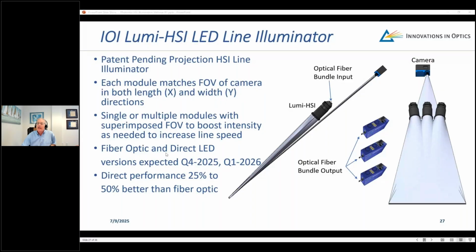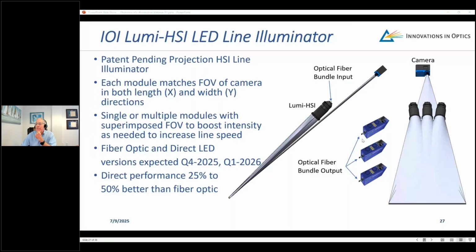We're expecting that the fiber optic version would be out later this year, towards the end of the year, and early next year for the direct view system. The difference between the fiber optic and direct LED illumination is about 25 to 50%, and that's owing to the fact that the interstitial spaces between the optical fibers, which are on the order of 50 microns, represents a loss in intensity.